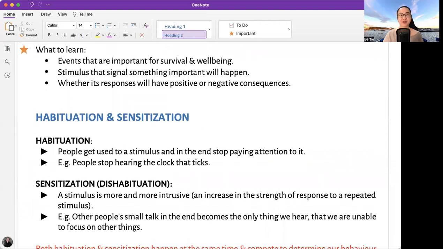What to learn? Events that are important for survival and well-being, stimulus that signals something important will happen, whether its responses will have positive or negative consequences. Habituation and sensitization.